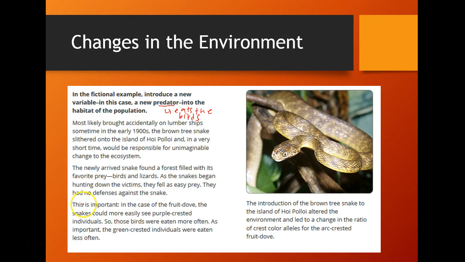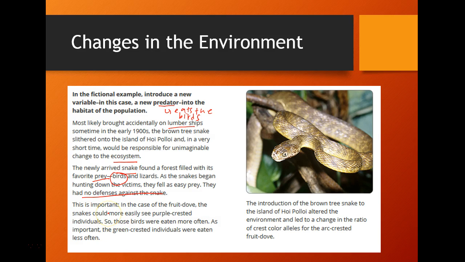So let's say that this snake came in and was introduced by some lumber ships that brought them onto the island. It really changes the entire ecosystem. Okay, so again, introducing a new predator is changing the environment, which remember we said if we change the environment, that's going to change the allele ratios. So we see here that this new snake has found its new prey, or things that it eats, and one of them is the birds. Okay, so the snake begins hunting down the victims, and they fell as easy prey because they had no defenses against the snake.